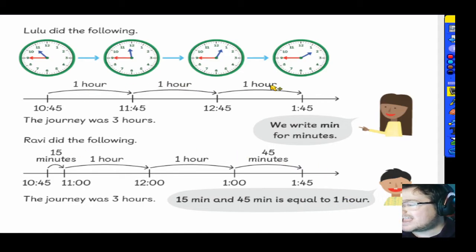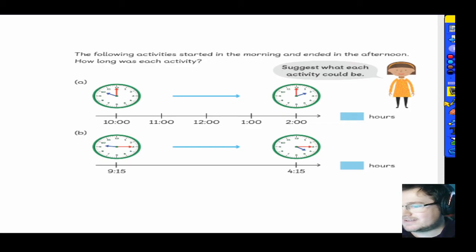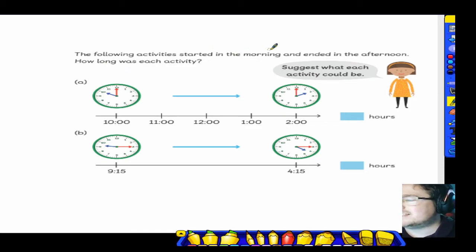So he did it in a very similar way, except he broke it up. He went to the nearest o'clock. Nicer numbers, if you like, but both ways work just fine. So let's move on to this guided practice we'll do together. The following activities started in the morning, ended in the afternoon. How long were they? Well, look, here we are, 10 o'clock. Get to 2 o'clock. They have mapped it out for us.